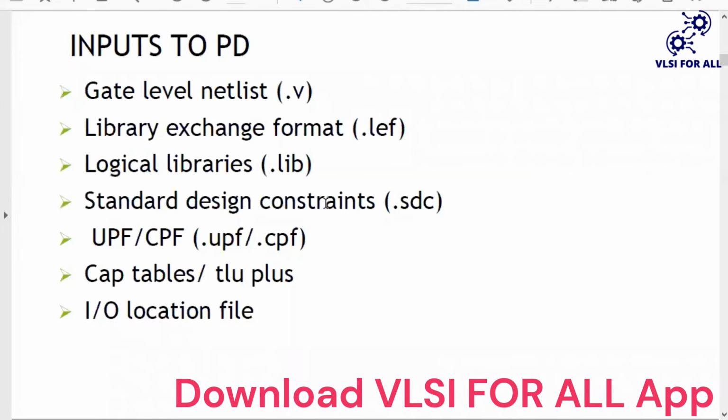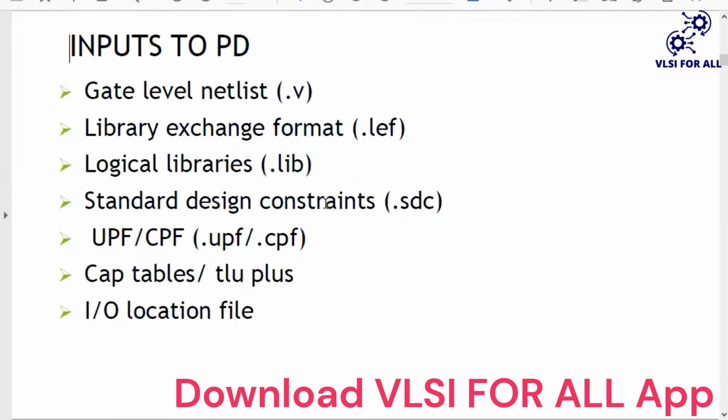PD inputs. Mainly we require the gate level netlist. Previously, in the front end flow, the output we saw was the gate level netlist. The same gate level netlist is required as the input of physical design. The second one is the library exchange format, LEF. Third one is the logical library. Fourth one is the SDC, standard design constraints or Synopsys design constraints.